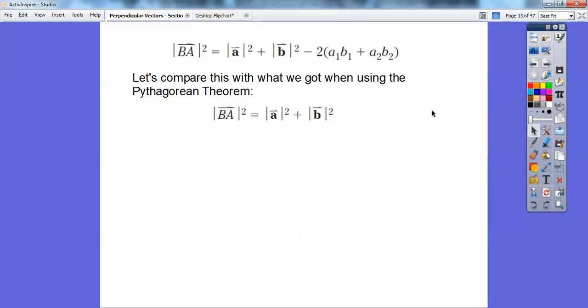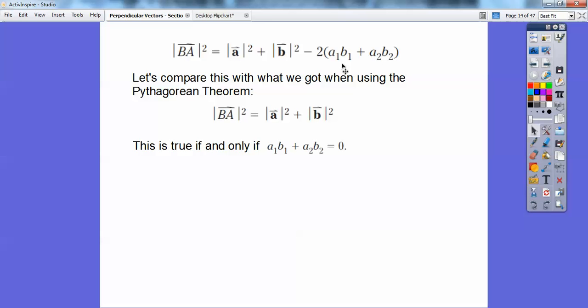And then what we got about a minute ago using the Pythagorean theorem, we got these. So the difference of these two is this stuff right here. I know that these are perpendicular because I got this when they were perpendicular. I used the Pythagorean theorem. So the only way I know vectors are perpendicular is if this stuff here equals 0. Otherwise, they won't be perpendicular. They'll still be vectors that have the same initial point, but if this stuff is 0, then that means that they're perpendicular.